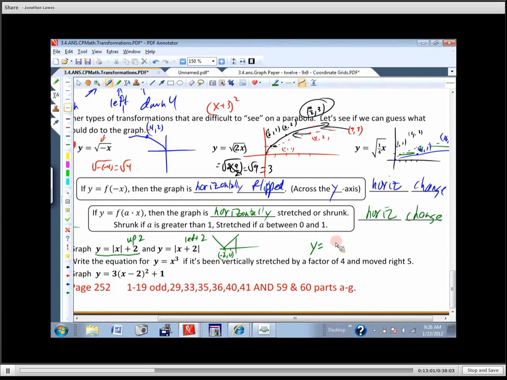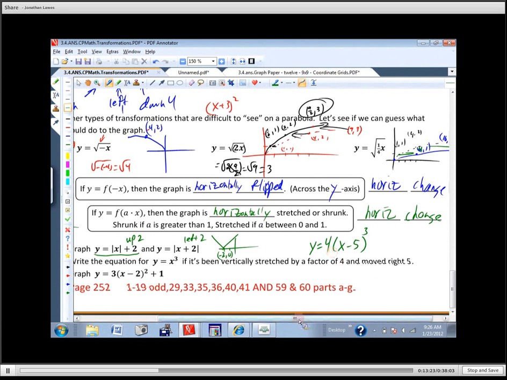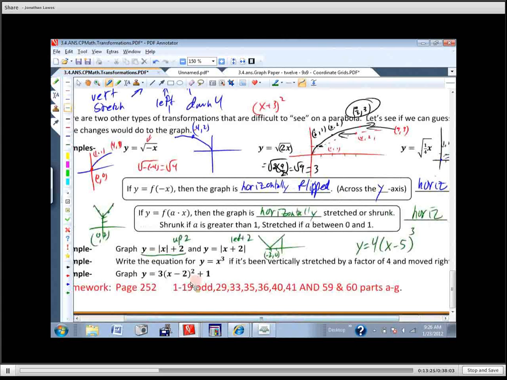Y equals, if we're going to make a horizontal change, we better put it in parentheses. It's cubing. I move it to the right by subtracting 5, and then I stretch it by a factor of 4 vertically by putting a 4 outside. Okay? Everybody good there? Okay.